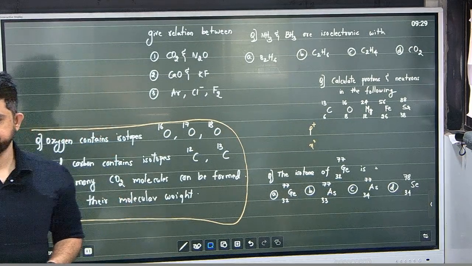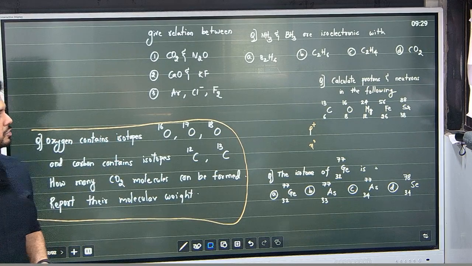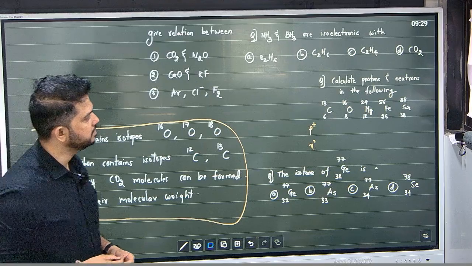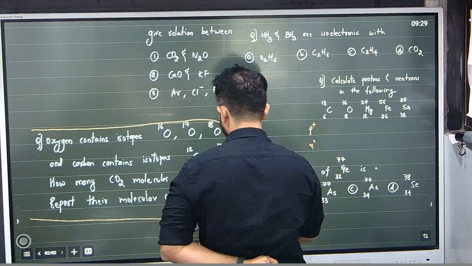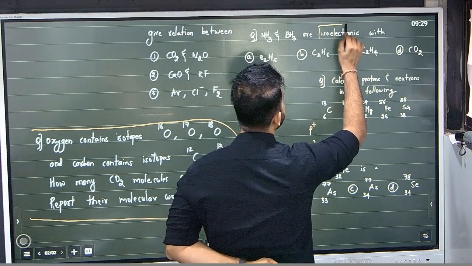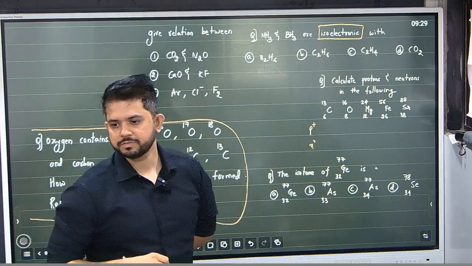Okay. So we have some questions on board. Let's discuss these. Let's start with the first one. NH3 and BH3 are isoelectronic with... People, what do you mean by isoelectronic? Containing the same number of electrons.